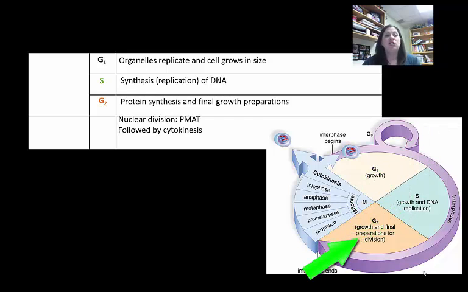We also see there's a G2 stage. The G2 stage is a protein synthesis, final growth preparation so the cell can get ready to divide. Now it's important to note that there are checkpoints at the G1 and the G2 phase.